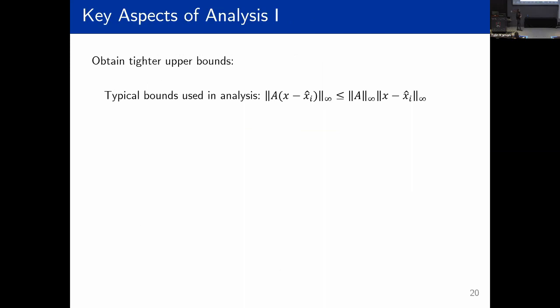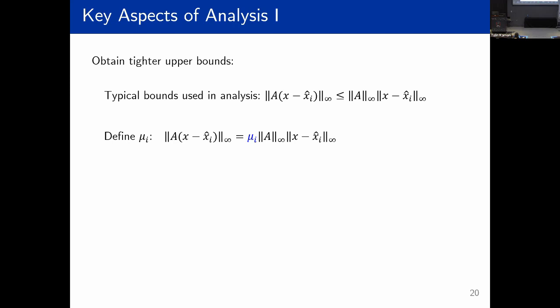Okay, just to point out some key parts of the analysis. The first is that we can obtain tighter upper bounds. How do we do that? One thing to notice in almost any error analysis is that bounds of this form are used: I'm bounding the norm of A times a vector by the norm of A times the norm of that vector. Very typical thing to do.